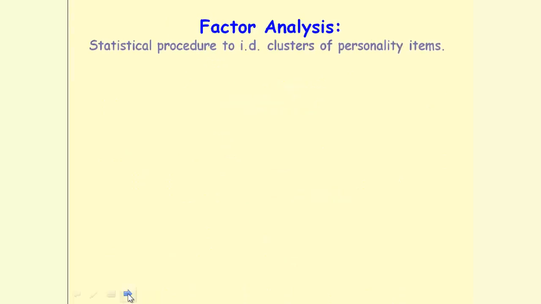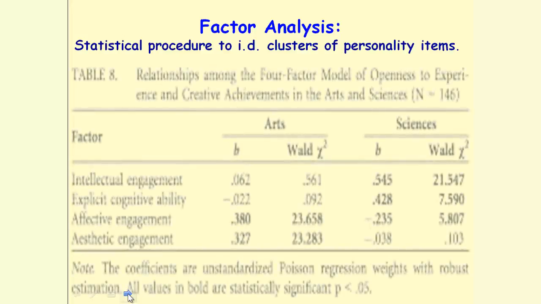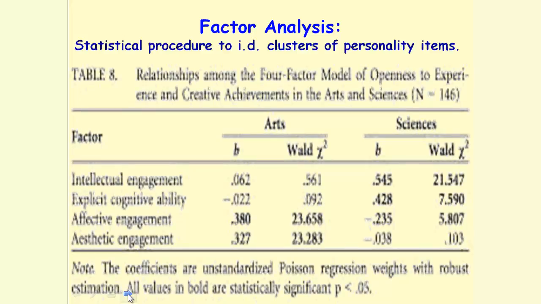Factor analysis is a statistical procedure of data reduction to identify a small number of clusters that explain most of the variance that is observed in a much larger number of variables. You can see how in this table a comparison of those who prefer art score lower in explicit cognitive ability, but also score higher in affective or emotional engagement.